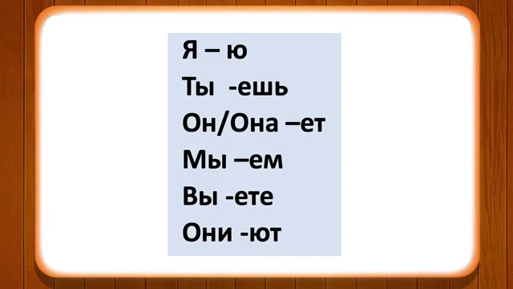Same goes for ana. With mui, you take the stem of the verb and you add the ending yem. For vui, you take the stem of the verb and you add the ending yeche. For ani, you take the stem of the verb and you add the ending yut. This is what is the first conjugation. These endings are of the first conjugation.